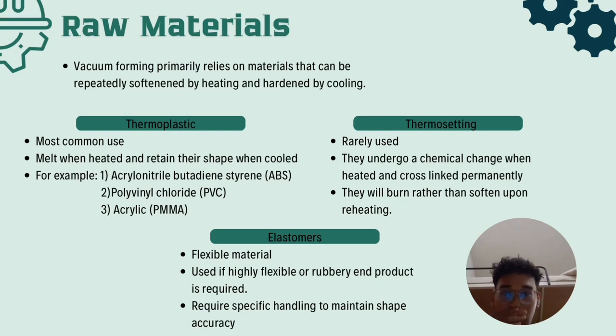And next, the thermosetting. This polymer we rarely use because it undergoes a chemical change when we heat it and cross-links permanently. Because of this, the material will burn rather than soften upon reheating. And lastly, elastomer. This material is flexible. We can use it if a highly flexible or rubbery product is required. This material requires specific handling to maintain the shape.